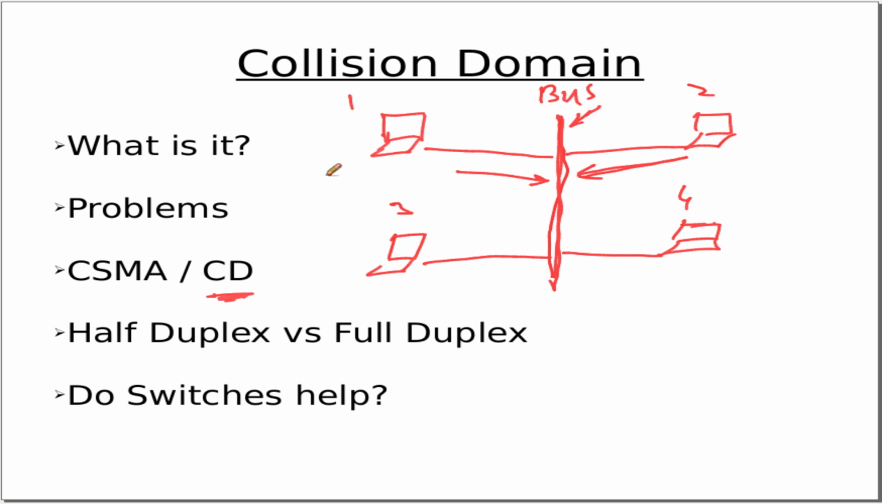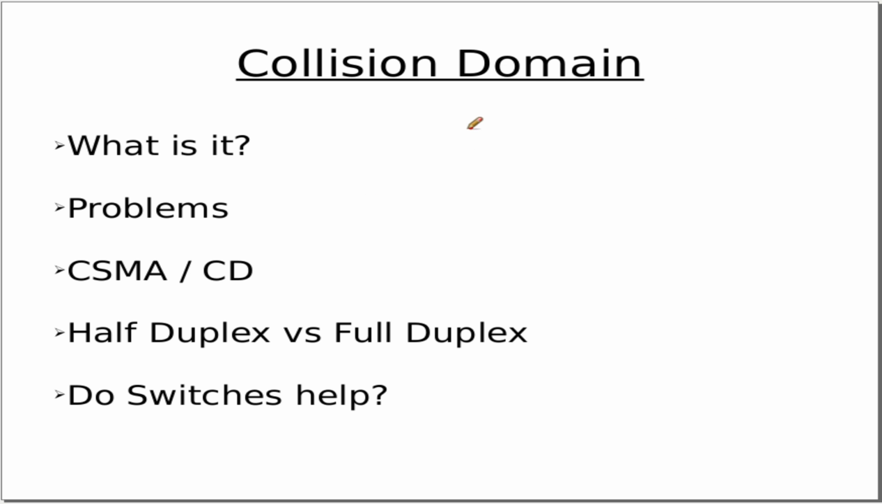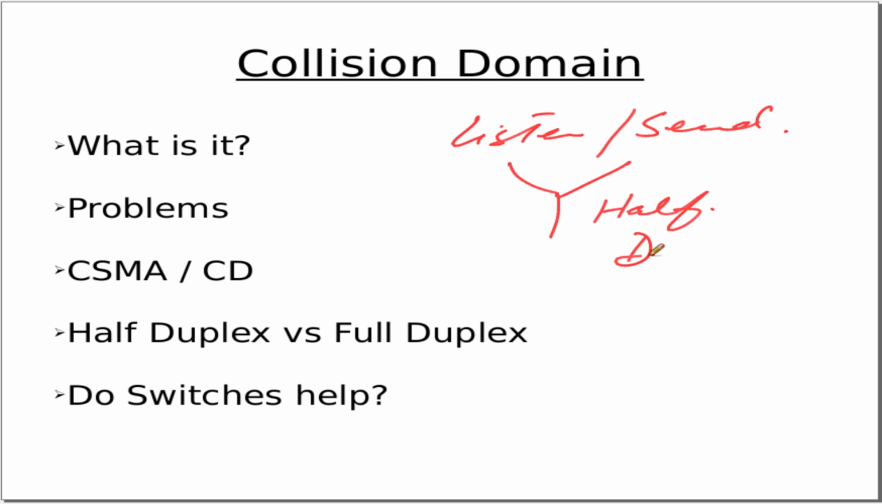So in a collision domain environment, where we have a medium which is shared among the devices that are connected to it, they can either listen or they can send. They cannot do both tasks at the same time. So essentially what it means is that a device is operating in half duplex mode. It can either send the data or it can receive the data.